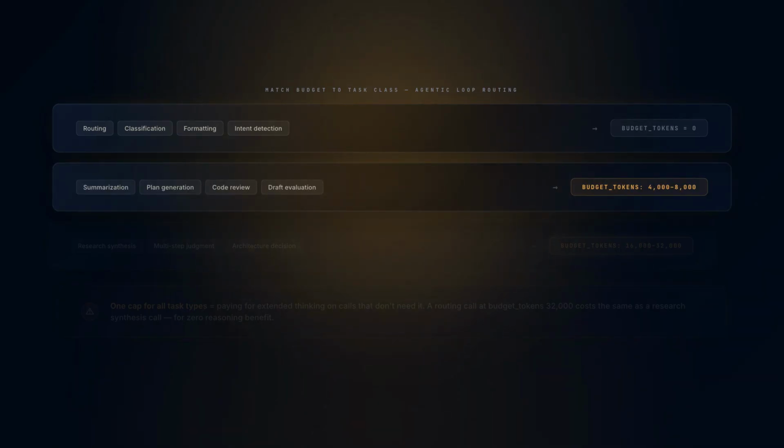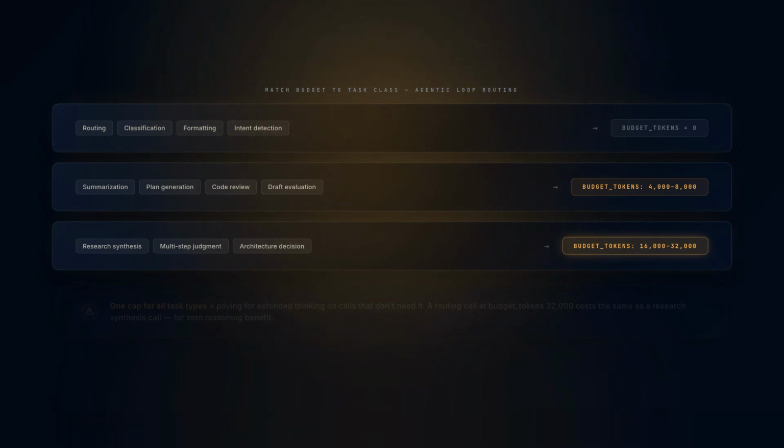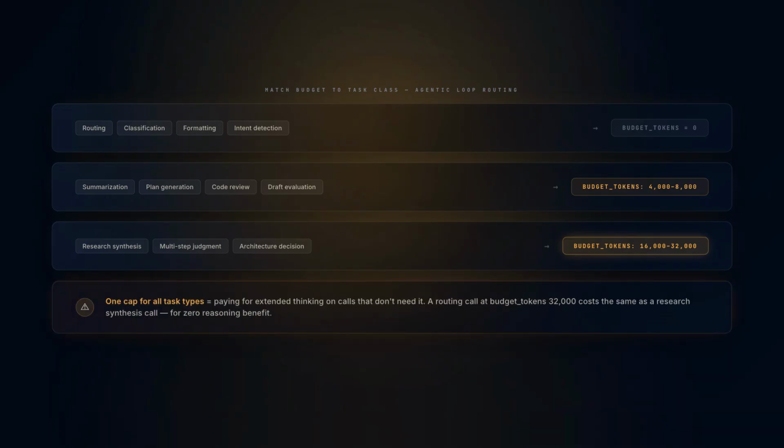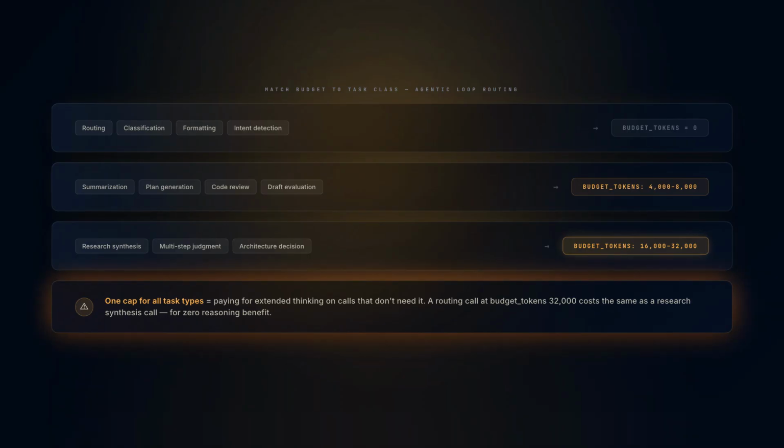Most agentic loops have a mix. Routing calls, format conversions, classification: budget tokens 0. These tasks do not benefit from a chain of thought. Summarization, plan generation, code review: budget tokens 4 to 8,000. Novel research synthesis, complex multi-step judgment: budget tokens 16 to 32,000. One budget cap for all task types means paying full extended thinking prices on calls that don't need it.